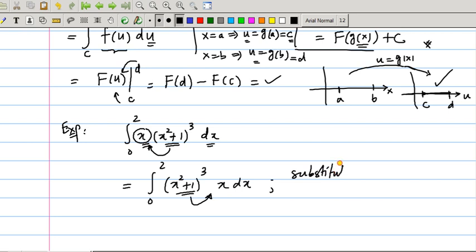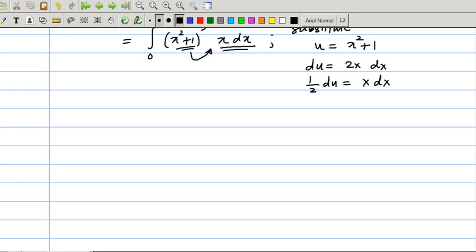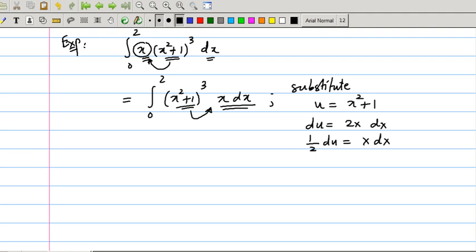the inside function whose derivative was with g(x). So u is equal to x square plus 1. If I take the differential, the derivative is 2x with dx. But I only have x dx here, no 2 is given. So no problem. I can divide by 2 on the other side and write x dx. That's why we said constant is not a problem. If constant is missing, no need to worry about it.